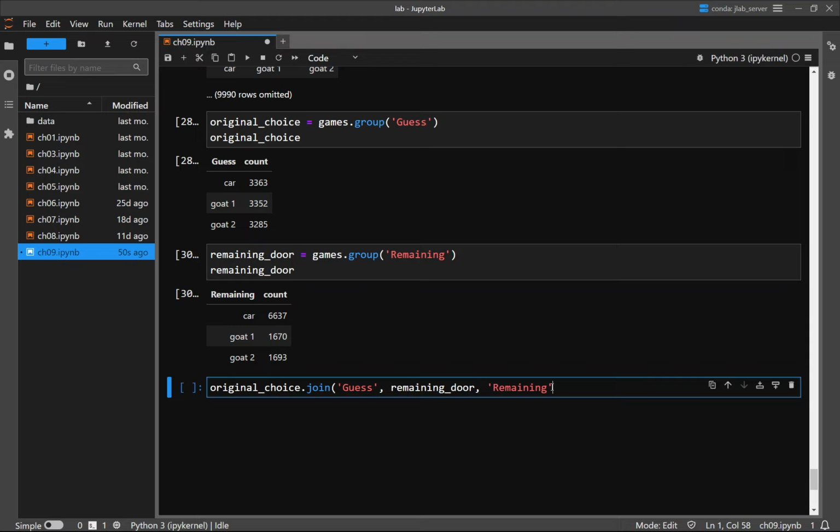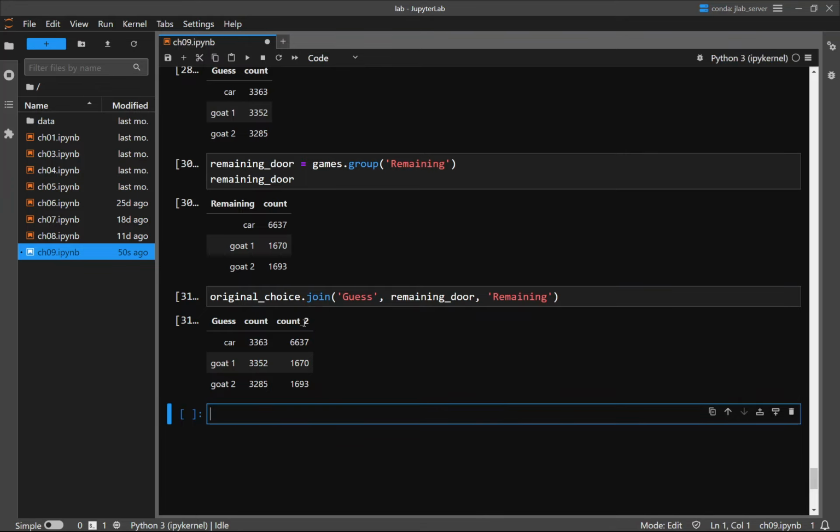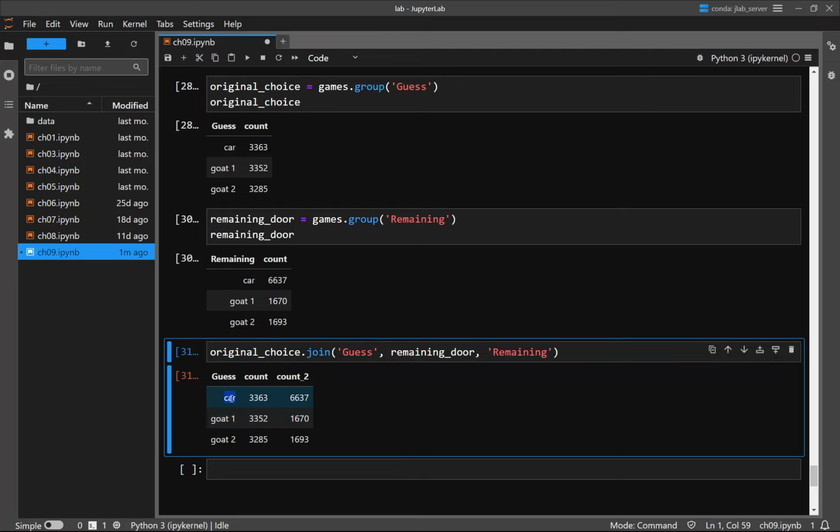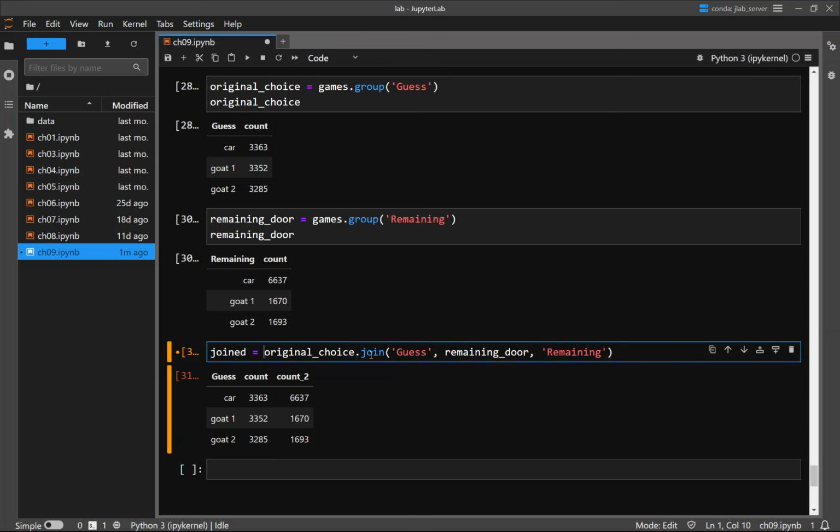And so it's going to give me this table of counts, and it said count 2 here because it couldn't use the same name again. But I put next to the car the number of times in our simulation that you won the car if you stayed, and here's the number of times in our simulation that you won the car if you switched. That joining brought the tables together. Okay, that's called joined. Let's say that.